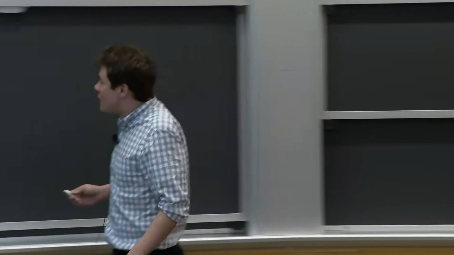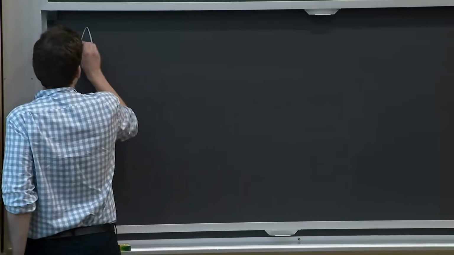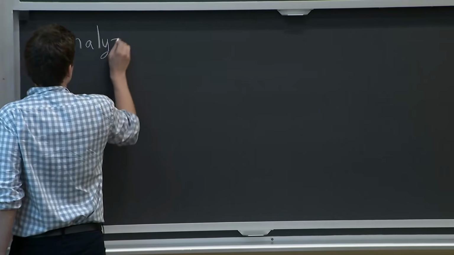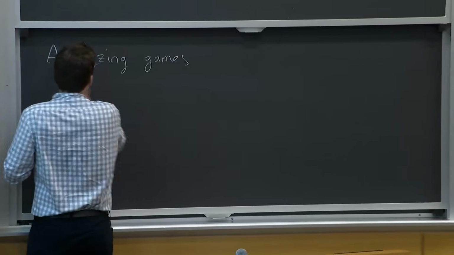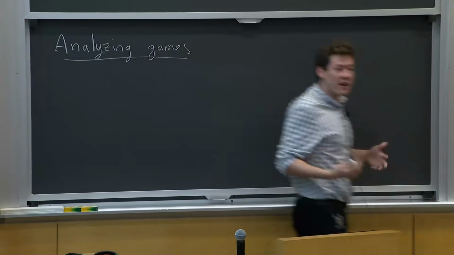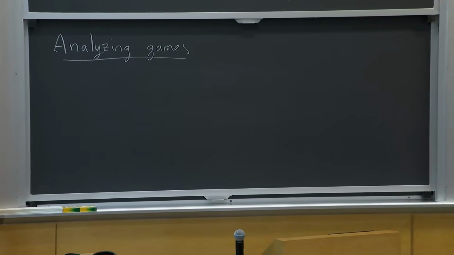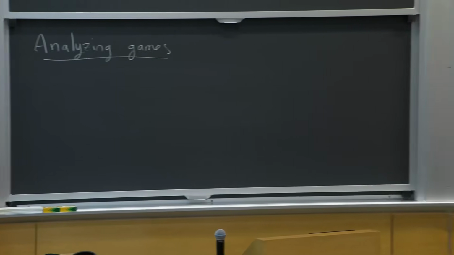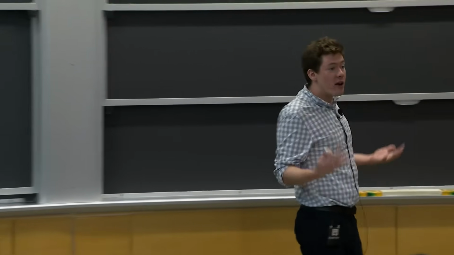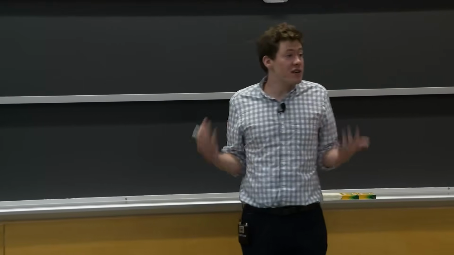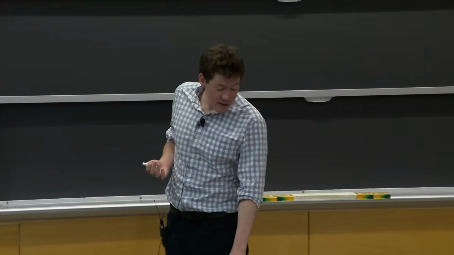So today we're going to start analyzing games. In my view, this is where things start getting a lot more interesting. So far, we've just said how to set up a game, or first how to set up an individual decision problem, and then how to set up or represent a game. And now we're actually going to start thinking about analyzing the game and trying to make predictions about how people will play in the game.